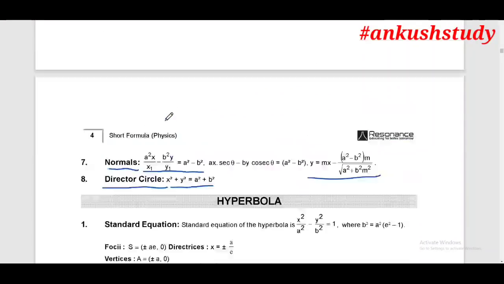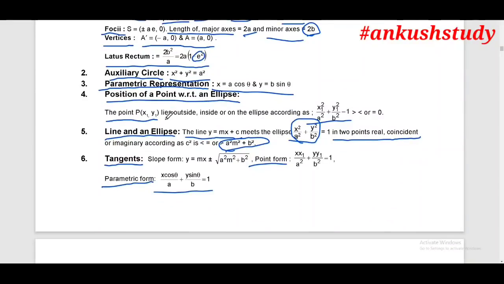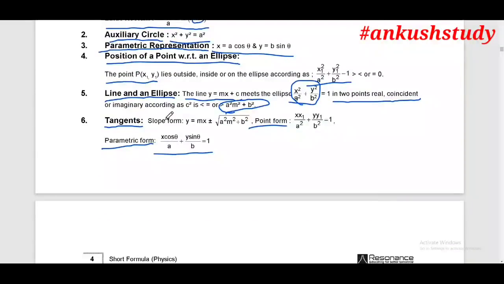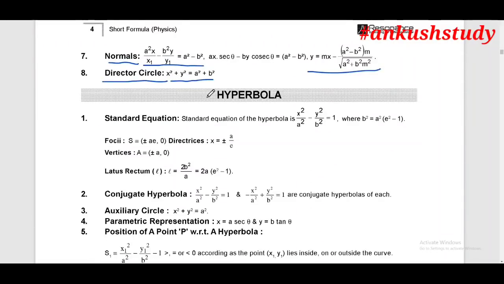Okay, so these are the formulas of the chapter ellipse, and this also has its own weightage in the examinations. So keep on revising all the basic formulas of this chapter also.